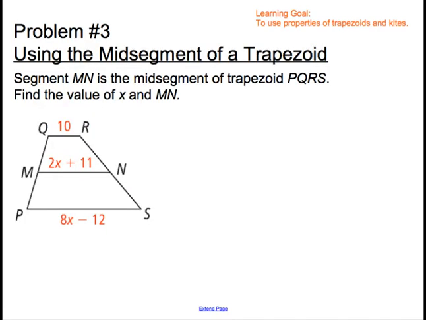The next question asks us to solve the algebraic relationship created by the midsegment of a trapezoid. In this case, we're asked to find the value of x and the length of segment MN.